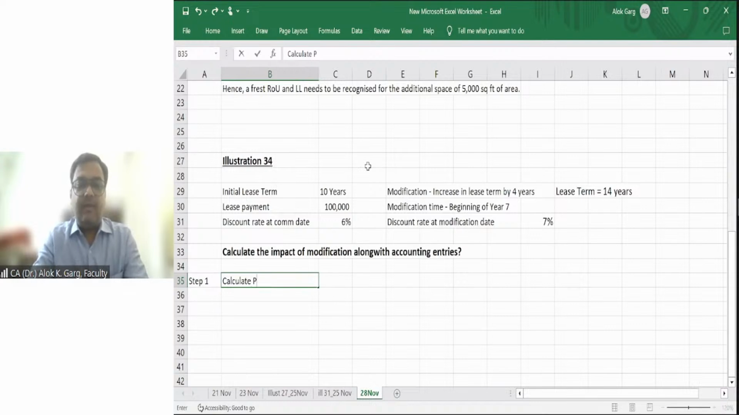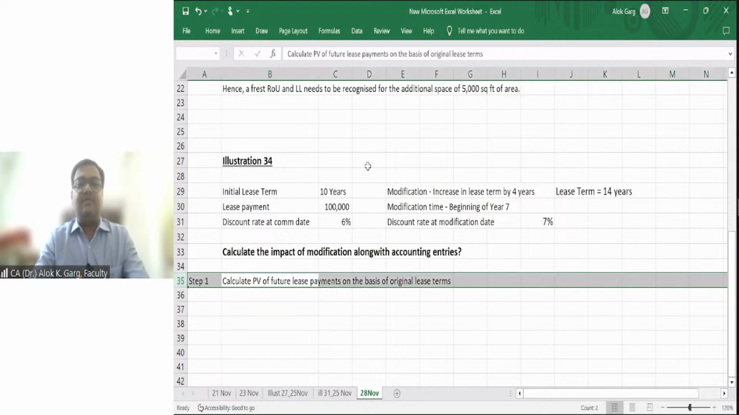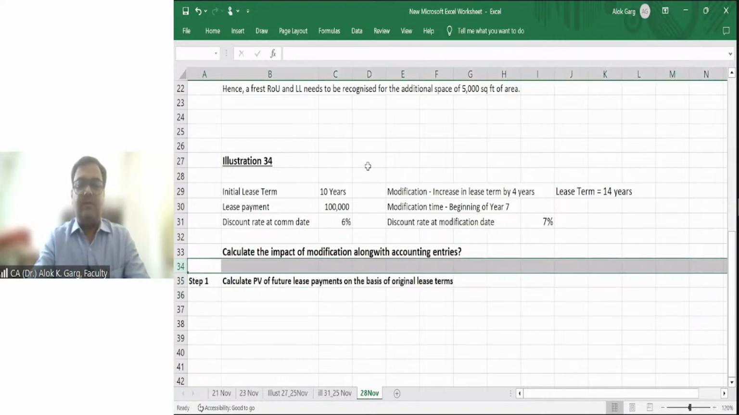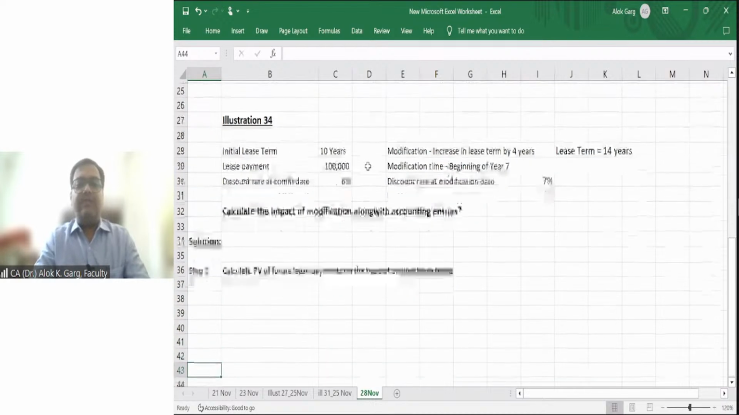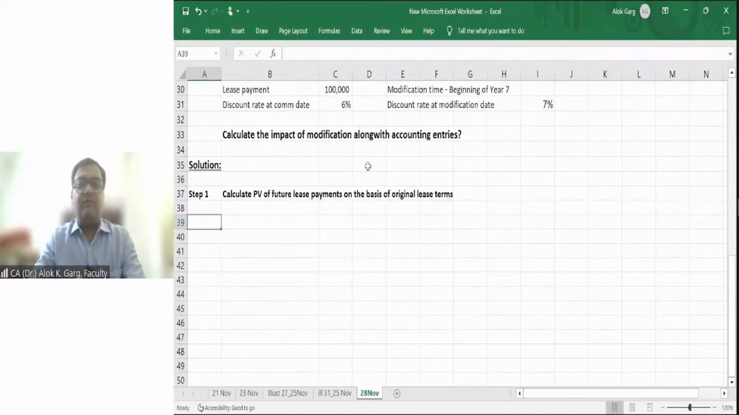Calculate present value of future lease payments on the basis of original lease terms. This is how we are going to solve this question. Solution: calculate the present value of lease payments on the basis of original lease terms, okay?